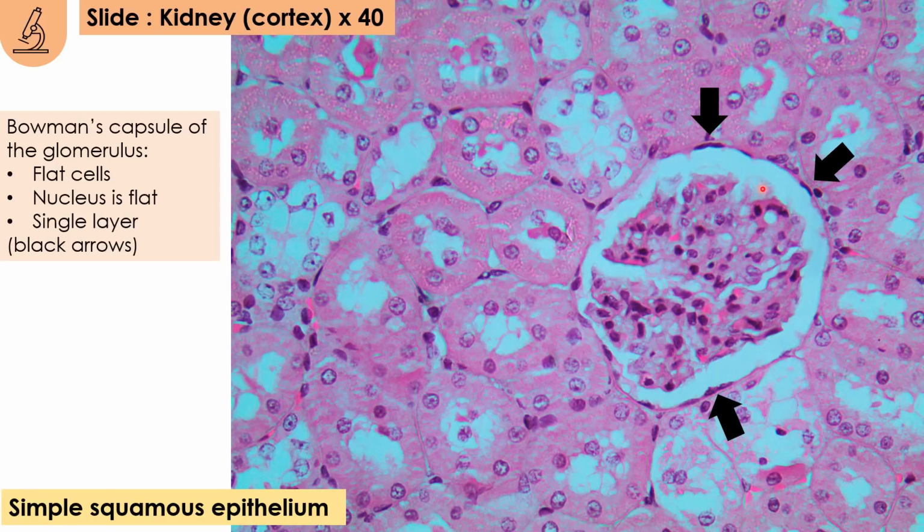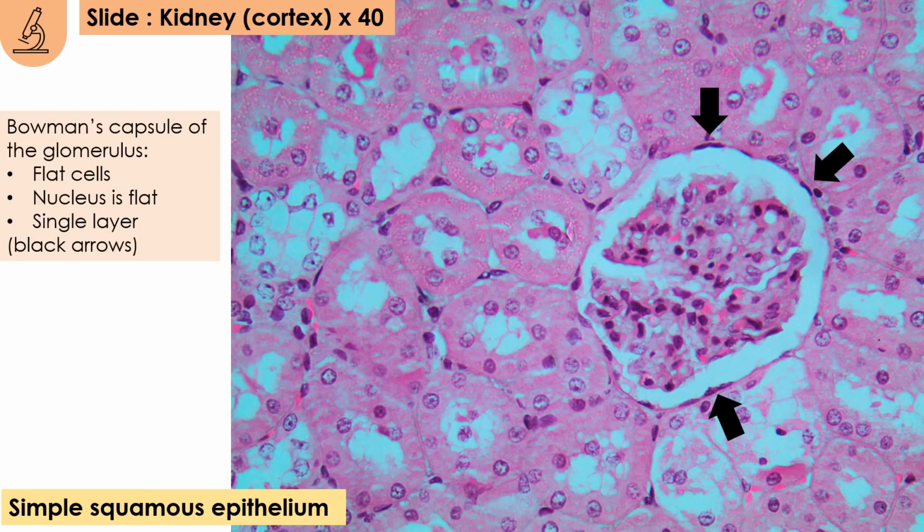So this is the glomerulus. This part is the capsule of the glomerulus. We call it Bowman's capsule. This Bowman's capsule is lined by the simple squamous epithelium. Remember, the function of epithelium is to line a structure, to form a lining of a structure. So here you can see a simple squamous epithelium lining the Bowman's capsule.